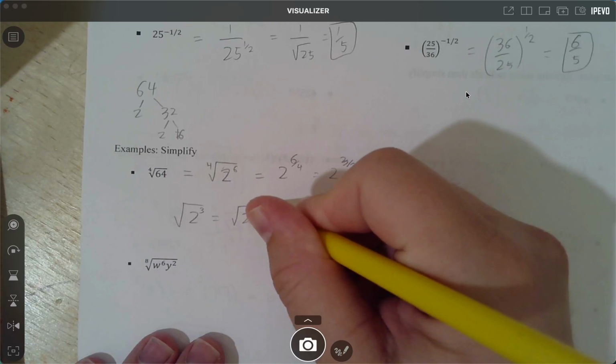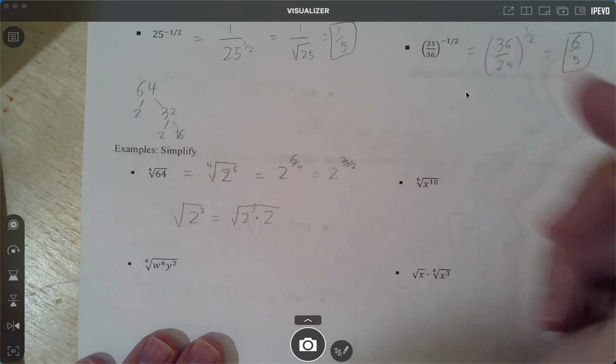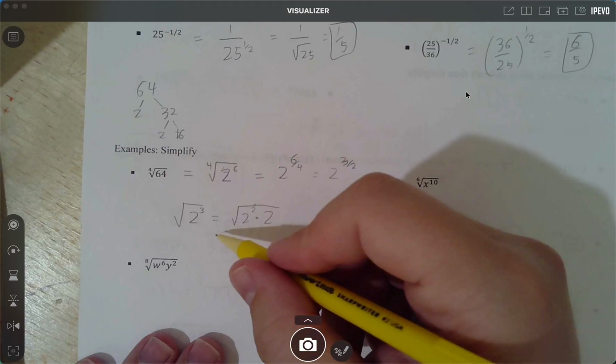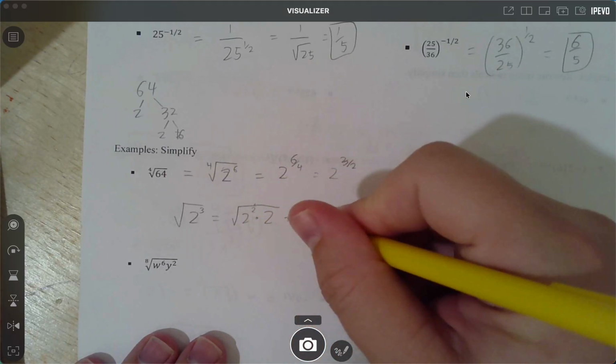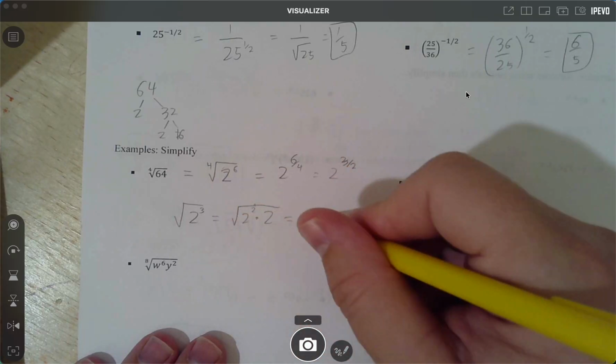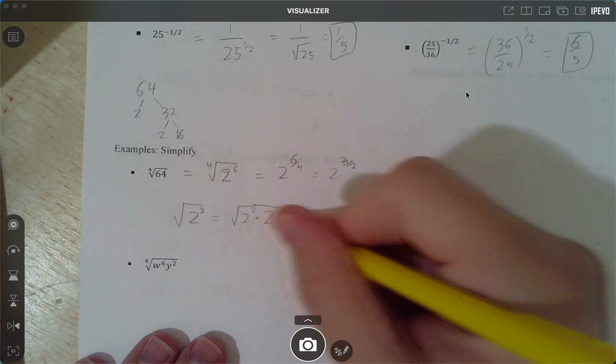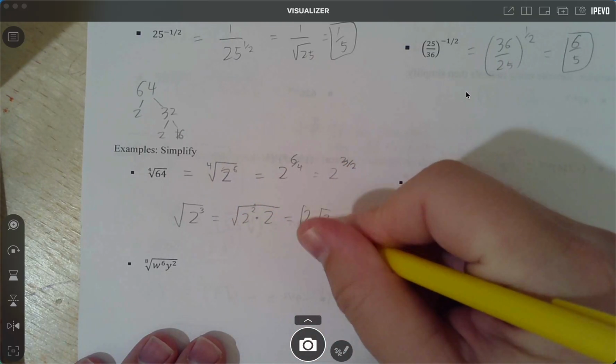I could write it like this and choose to say 2 cubed is really a 2 squared and another 2. The reason I would do that is to say, well, 2 squared being square rooted is just 2, and this 2 left over is just 2 as well.